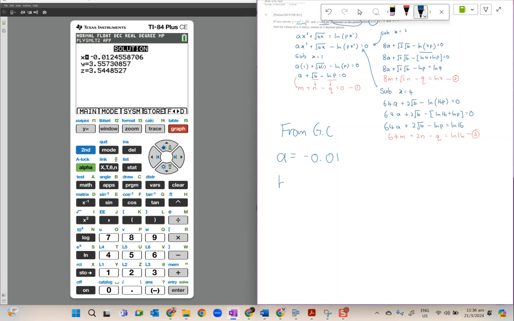But for b, you cannot have b. I'm going to say that square root b is my n, which is 3.55730857, and b equals 3.5573. Use the whole 10-digit string, square, and you are going to get your answer, and leave it in two decimal places, 12.65.